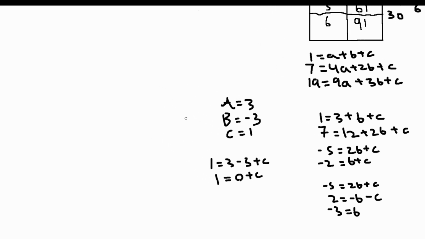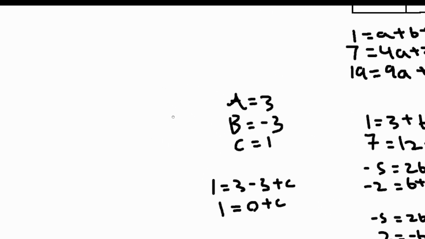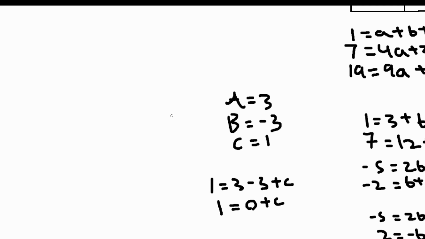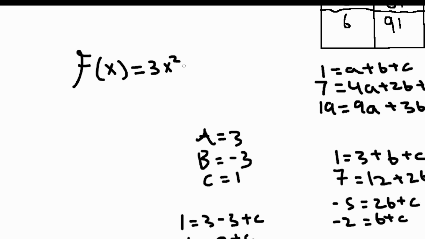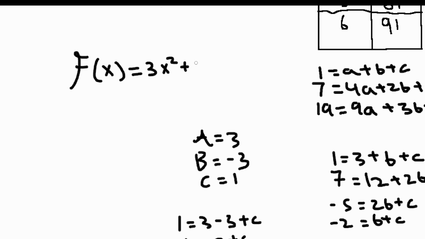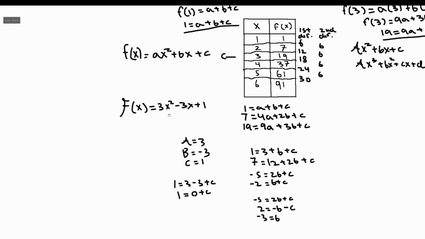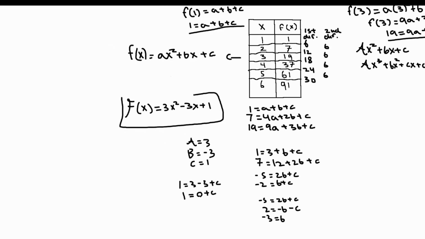Now we have to actually plug those into the a, b, c in the quadratic equation. So f of x is equal to 3x squared minus 3x plus 1. So this right here would be the equation that corresponds to the sequence.